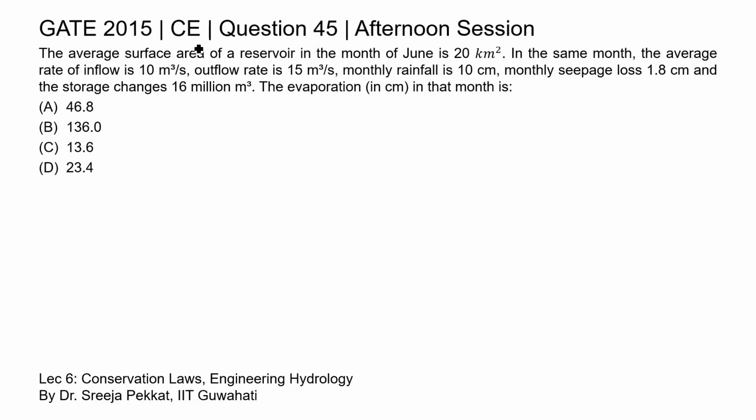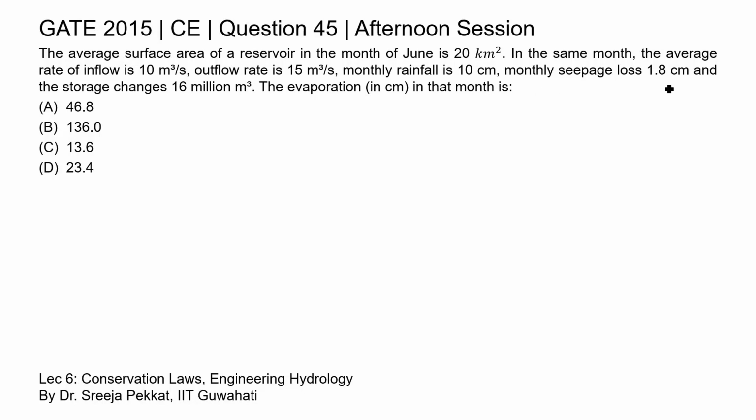This is question 45 of Civil Engineering paper GATE 2015 afternoon session. The average surface area of a reservoir in the month of June is 20 km². In the same month, the average rate of inflow is 10 m³/s. Outflow rate is 15 m³/s. Monthly rainfall is 10 centimeter.